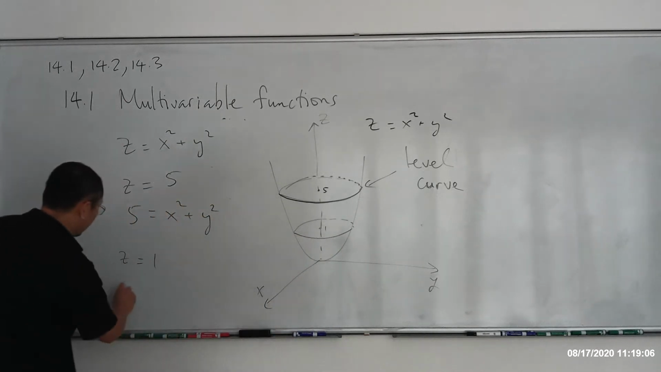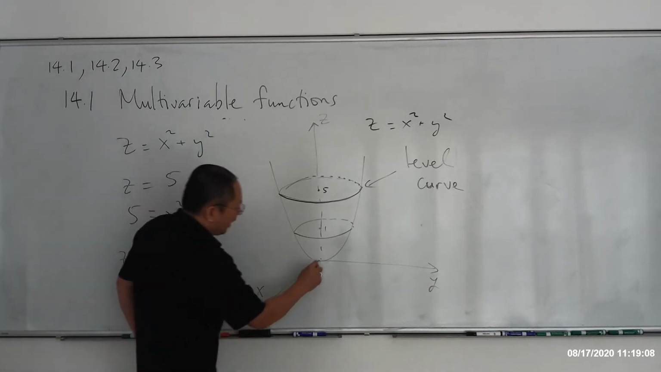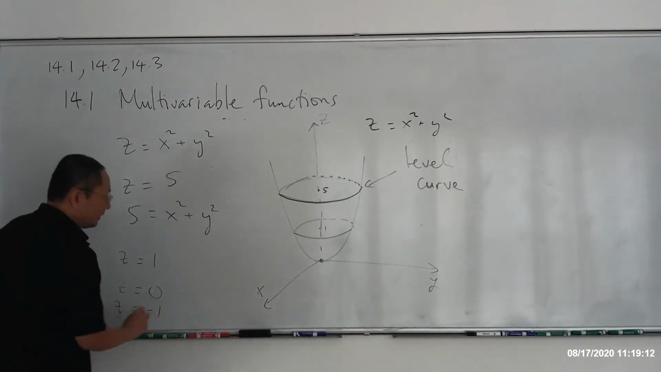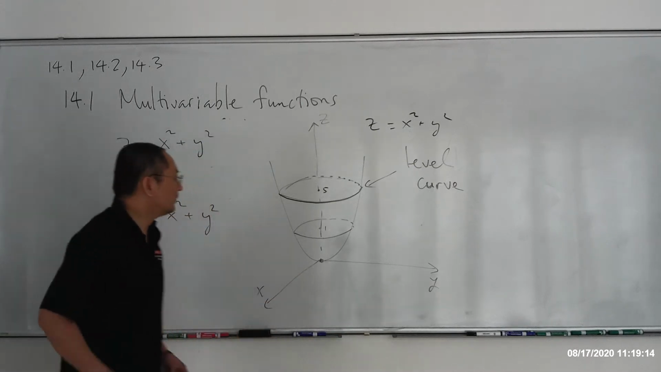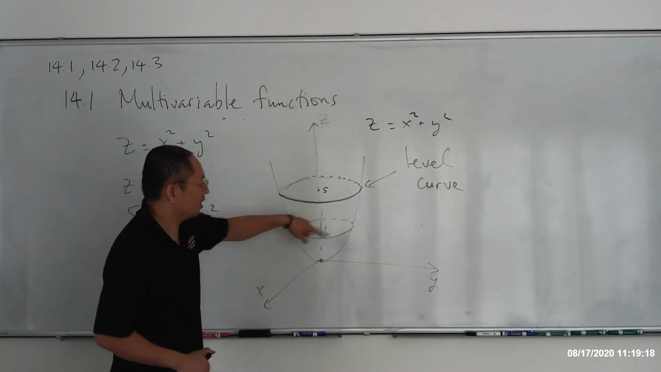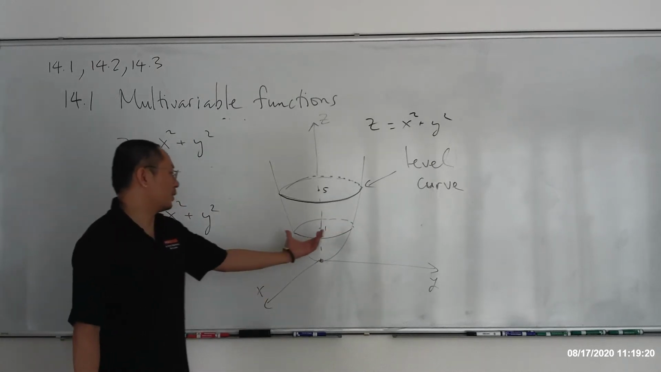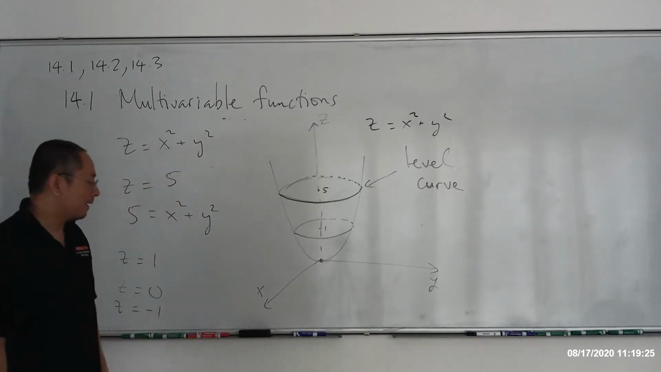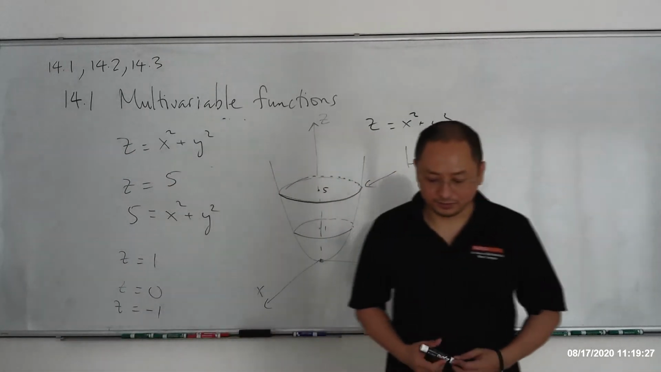What if I cut at z equal to 0? Then I only have 1 point. What if I cut at z equal to -1? Then nothing. Okay? You don't have a level curve. A level curve could be a point, could be a curve. In this particular example, the curve is a circle. This one is another circle. Okay? That's called the level curve.